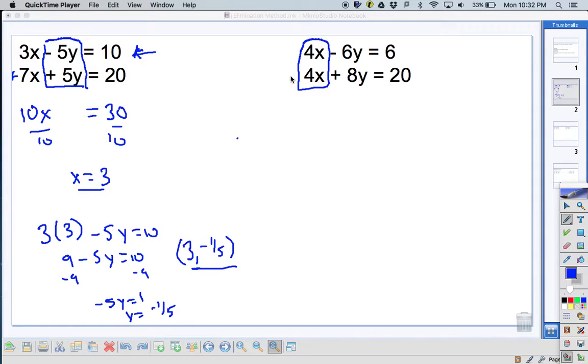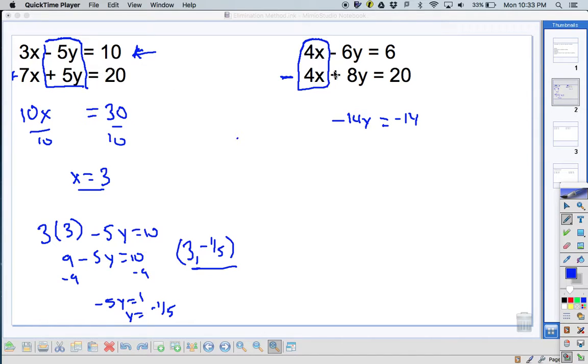So step one is to subtract. And the reason this is dangerous is once you start subtracting, you've got to remember you're subtracting everything. So we got 4x minus 4x is nothing. Negative 6y minus 8y is negative 14y. And 6 minus 20 ends up being negative 14. So that's what we get. Now, the danger is you forget to subtract over here, you forget to subtract over here, and here we added, and now we're subtracting.